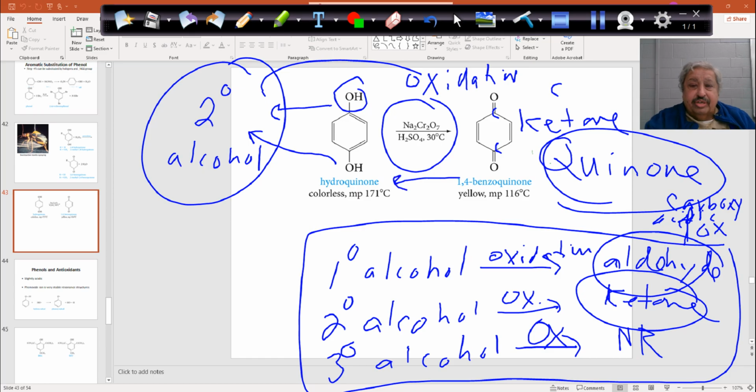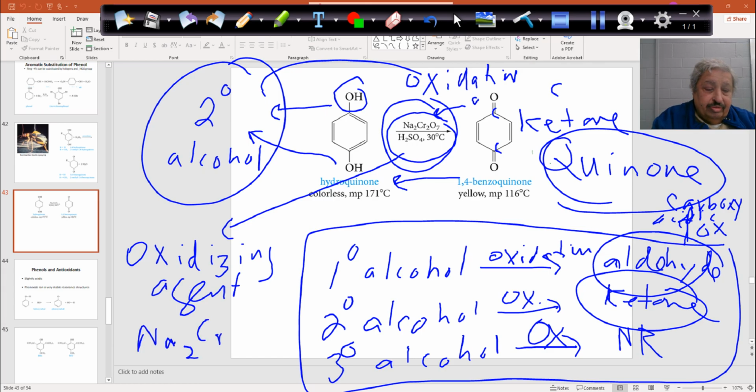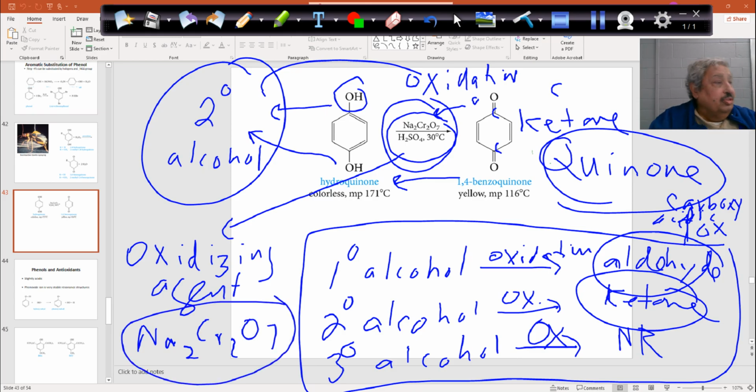Now, if I go this way, can I get the other way? Yes. This is the oxidizing agent. What are we using to utilize this type of reaction? Dichromate, Cr2O7. That's the oxidizing agent. Now, if I use a reducing agent, lithium tetrahydrogen boron for example, this compound is reducing.